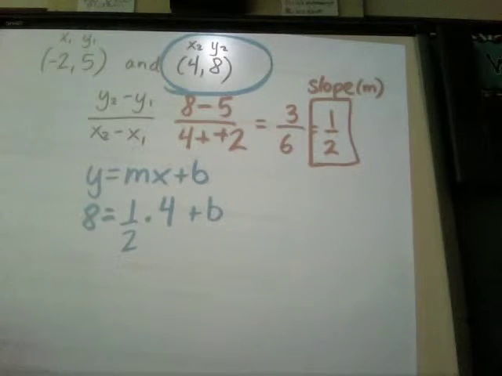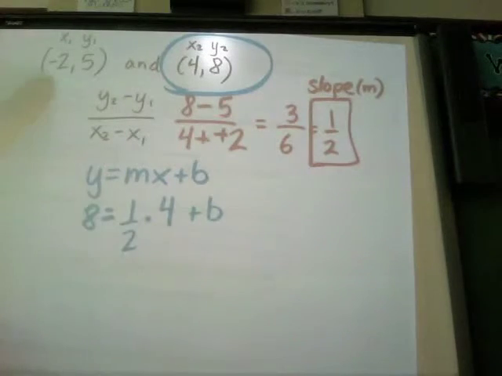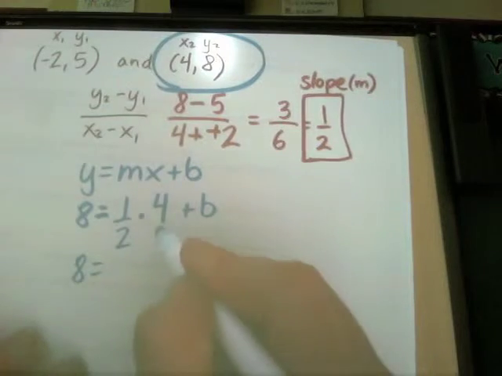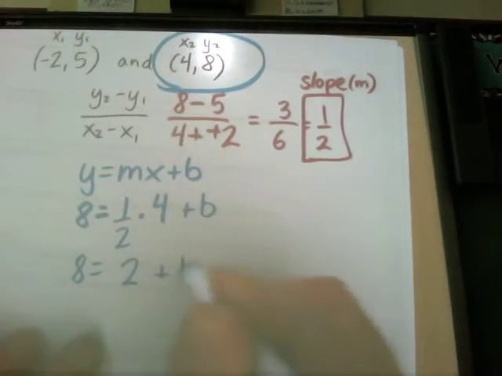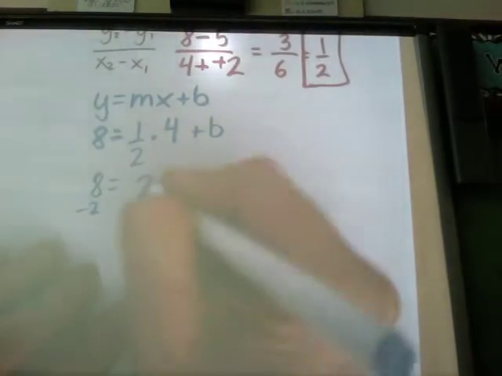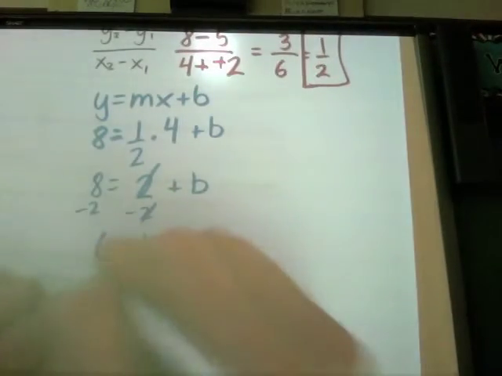And actually, now that I look at this, I'm glad Courtney picked this one, because the first pair had a negative in it, and that's one more detail to try to remember. So I think that was a good choice, Courtney. If we do PEMDAS, we first simplify. 1/2 times 4 is 2. I subtract 2 from each side. I get B equals 6.